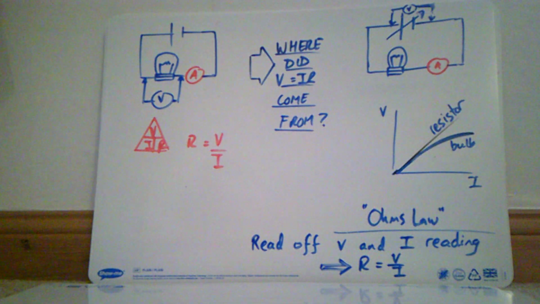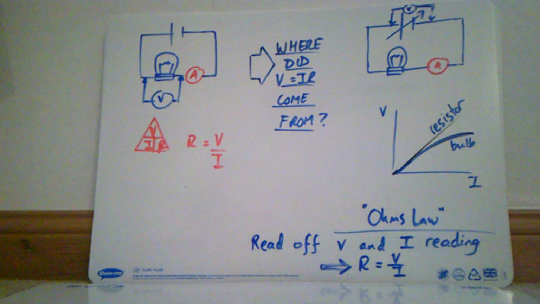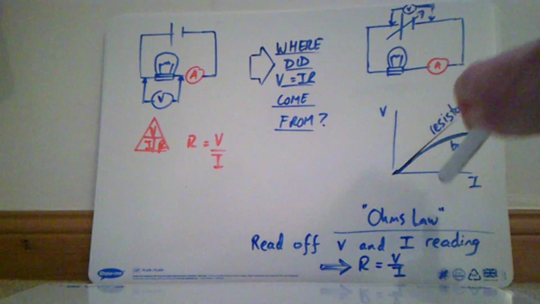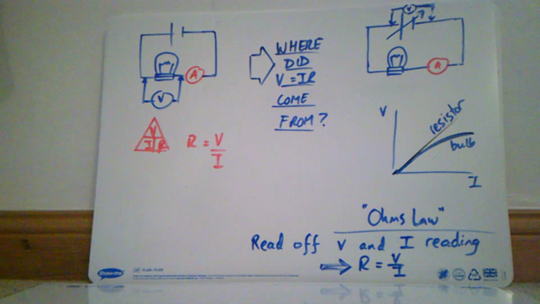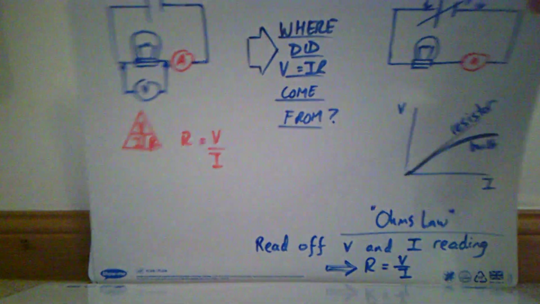Alright, this formula V equals IR comes from components which follow Ohm's law, from the straight line, but you don't really need to know too much about that. What you do need to be able to do is read off V and I values from a VI graph to calculate R, and if it's a straight line, well, that follows Ohm's law, but don't worry too much about that.